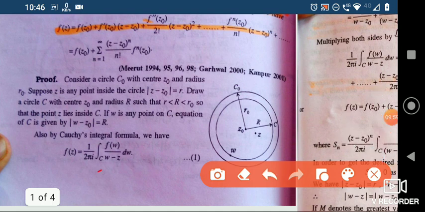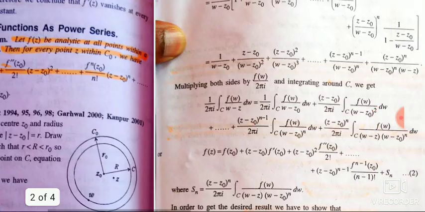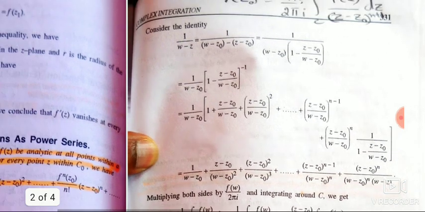So what is this? Circle C is a smaller circle here. What is W? W is any point inside the circle, an arbitrary point, and Z is some particular point inside that circle. It's not the center, some particular known point, where W is an arbitrary point. Then what do we have here?